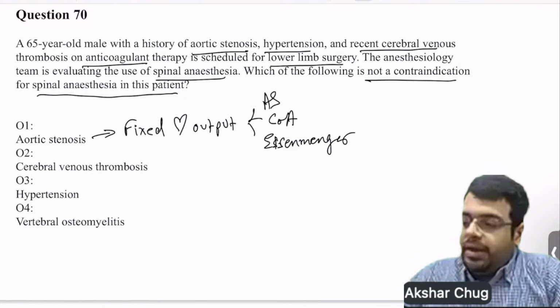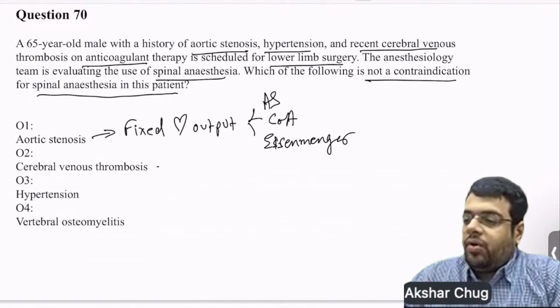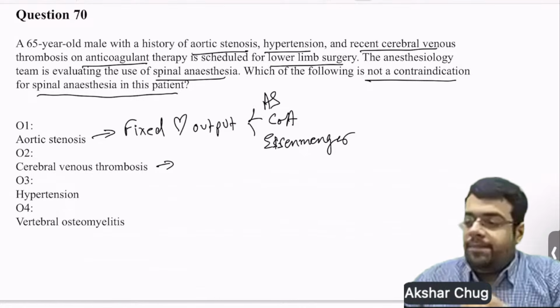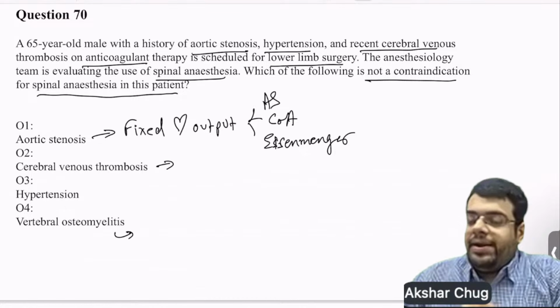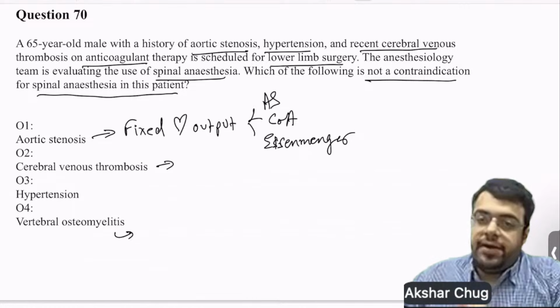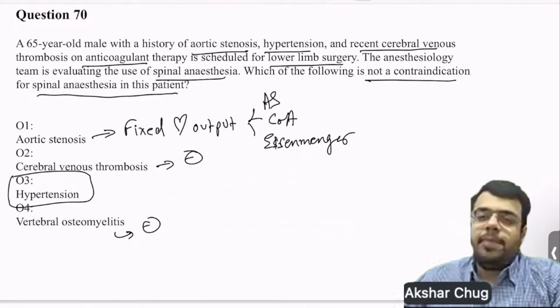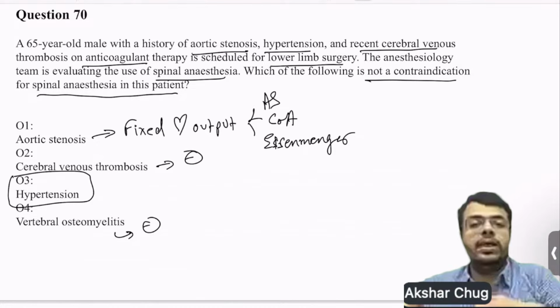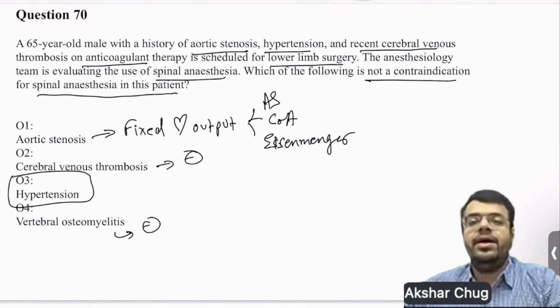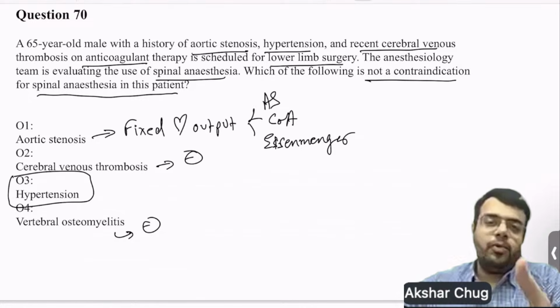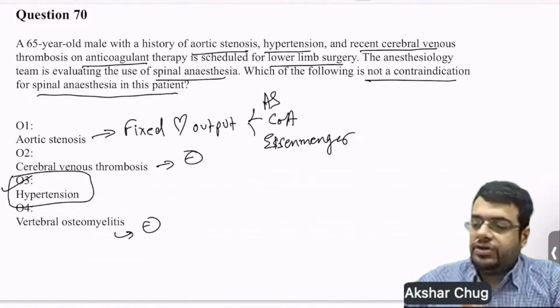Cerebral venous thrombosis is again a contraindication for doing spinal anesthesia. Vertebral osteomyelitis could again push the infection into the spinal cord. So again, it is a contraindication. But hypertension is not a contraindication of spinal anesthesia. In fact, hypertension will improve if we use spinal anesthesia, as the blood pressure will fall due to the venous pooling in the lower limbs. Hypertension would be the correct answer here.